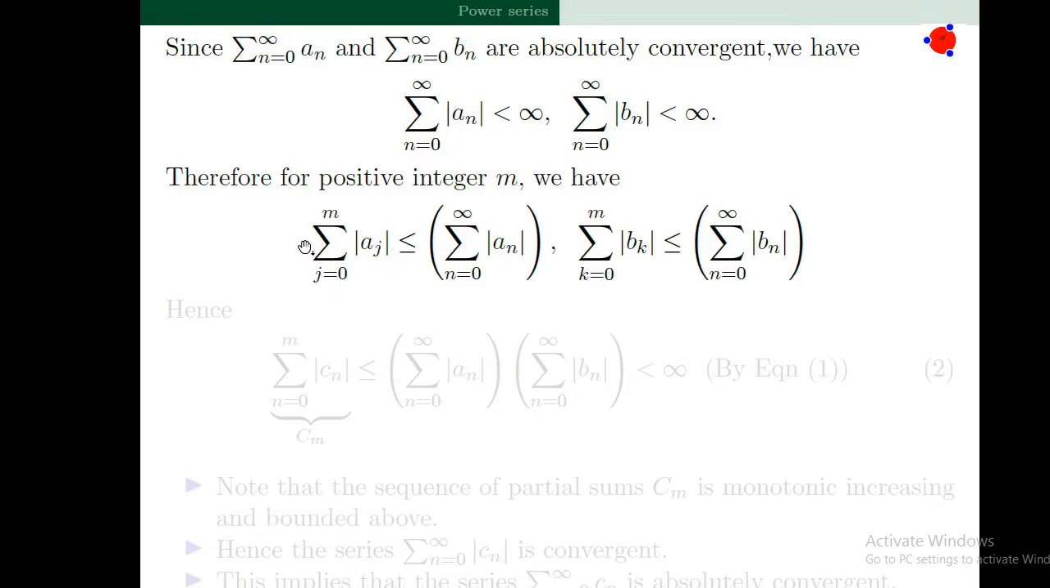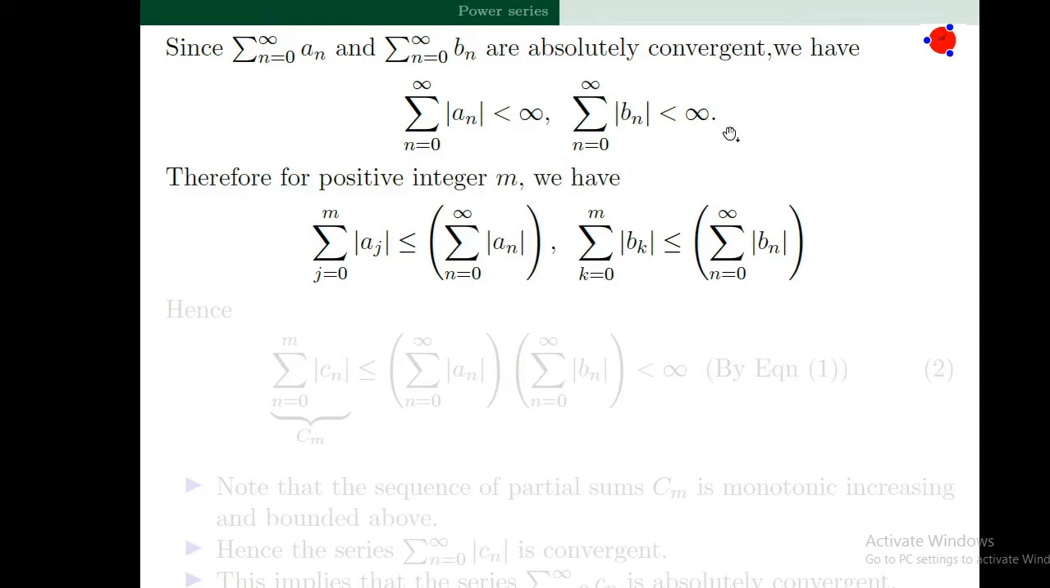And this sequence of partial sums is a monotonic increasing sequence. And since this series is convergent, this sequence of partial sums is bounded above by the sum of the series. So the sum over j from 0 to m of modulus of aj is less than or equal to the sum over n from 0 to infinity of modulus of an.